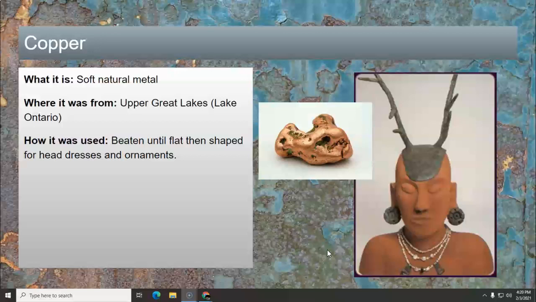Over there on the fellow with the deer hat, the part that's on his head is made of copper, and then real antlers would be attached, or in this case, they're copper antlers. And you're going to be seeing this fellow a lot.